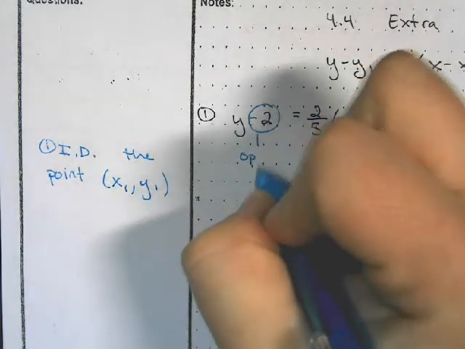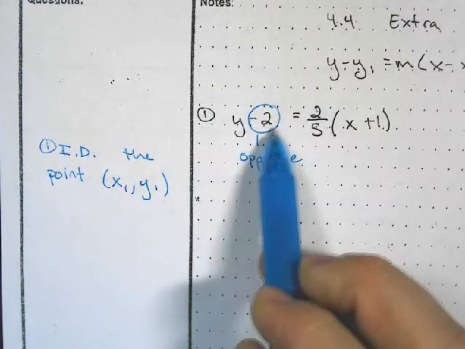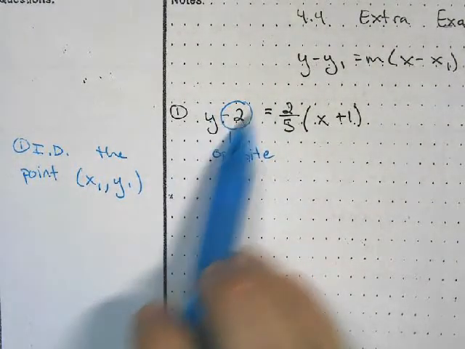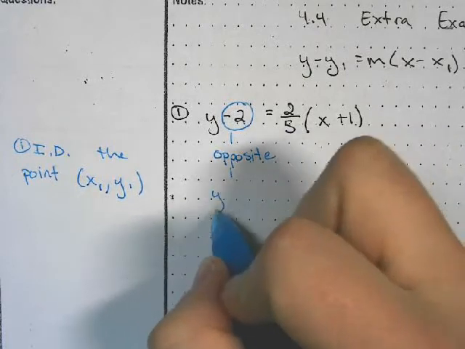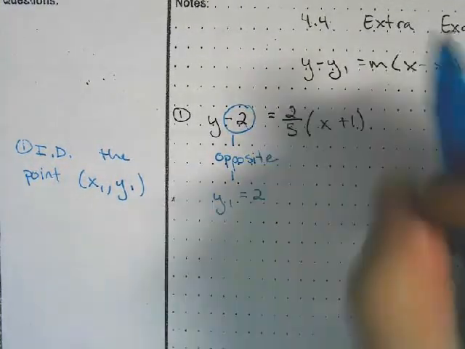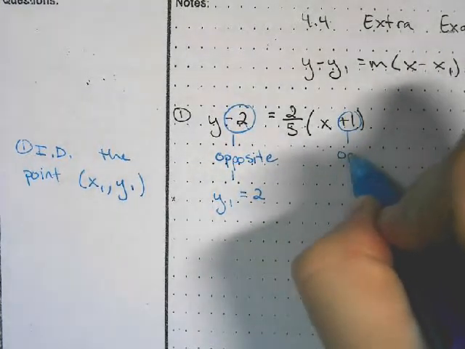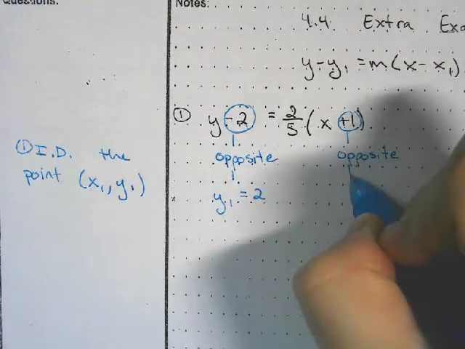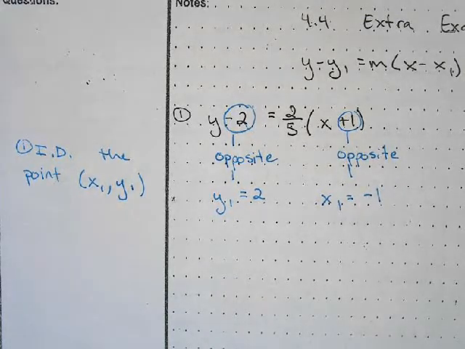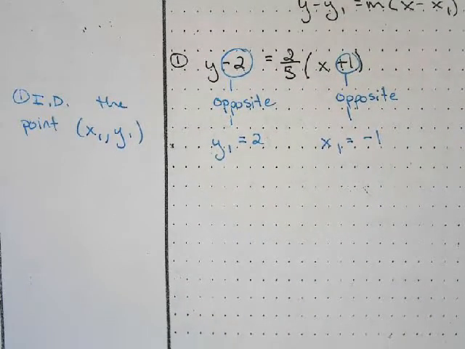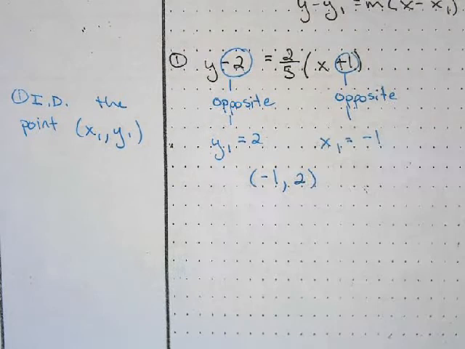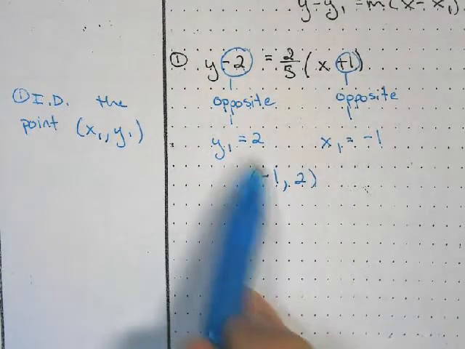So I'm looking for the opposite of -2. And this is my y1 using my equation y minus y1, so y minus our y1. So the opposite of -2 would be +2. And then I'll do this opposite idea again. And that would be my x1 equals -1. So I found my point to be -1, comma 2. My x1 and my y1.